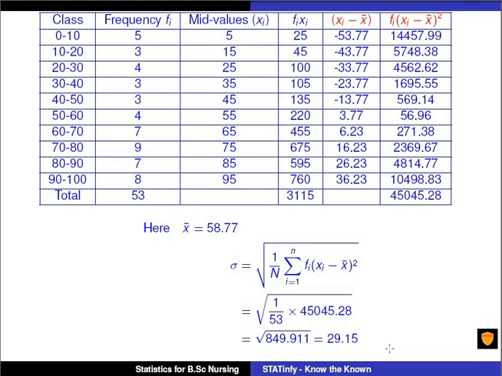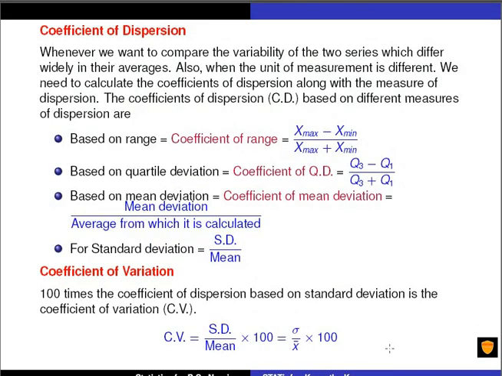So I hope now you understand how to calculate the range, the quartile deviation, mean deviation and standard deviation for both grouped data and ungrouped data. Now we go for coefficient of dispersion, that means relative measures of dispersion. We use relative measures of dispersion when two or more data sets are there and they have different units of measurement. In that case, if you want to compare these data, we require relative measures of dispersion. The coefficient of dispersion is the relative measure of dispersion.